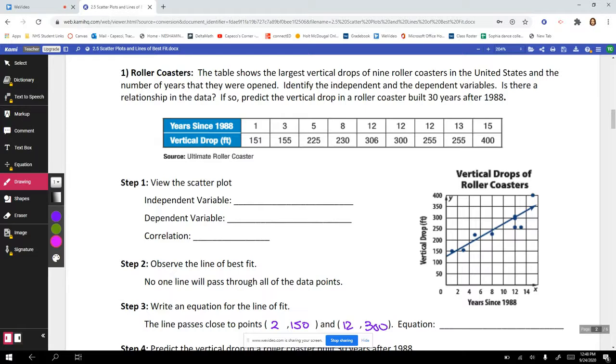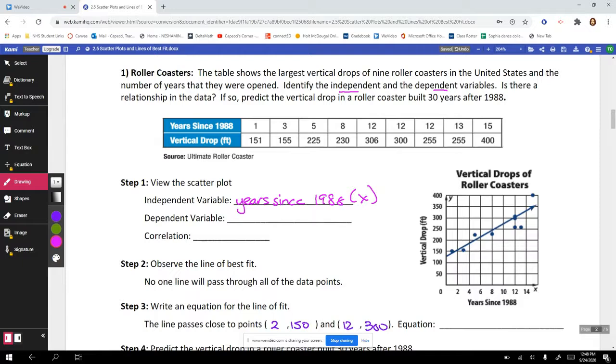So first of all, the independent and dependent variable. Independent is always your x values. What's going on first? What's in charge here? The thing that's in charge is your years since 1988. So we're going to write that: years since 1988. Always your x value is going to be your independent.